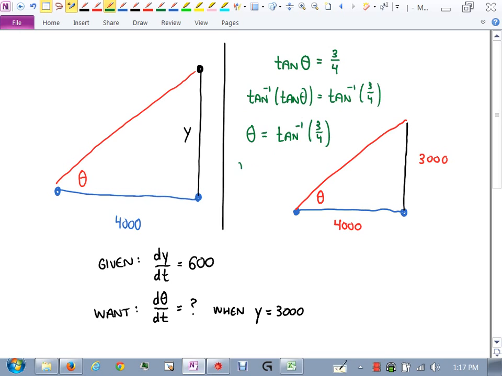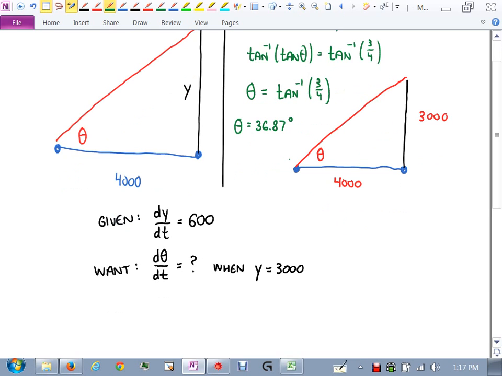So on your calculator, you do that. And make sure that you know what mode you're in, because your answer is either going to come back to you in radians or in degrees, depending on your mode. So somebody do that and tell me what the answer is in whatever mode they're in. 36.87 degrees. Okay, anyone do it in radians? No? Okay, we'll use degrees. All right, so I know that that's what theta is at the exact moment in time.